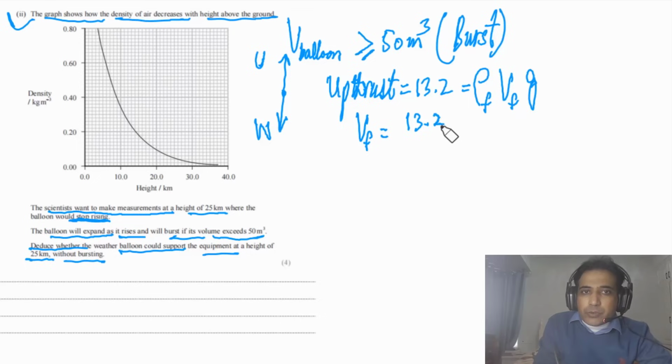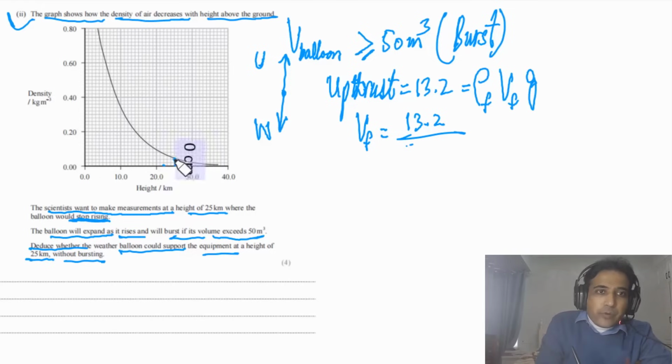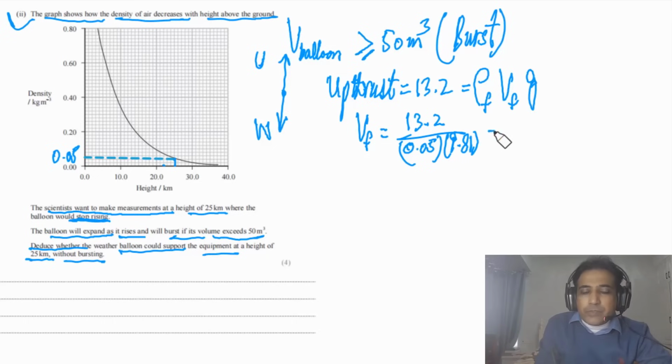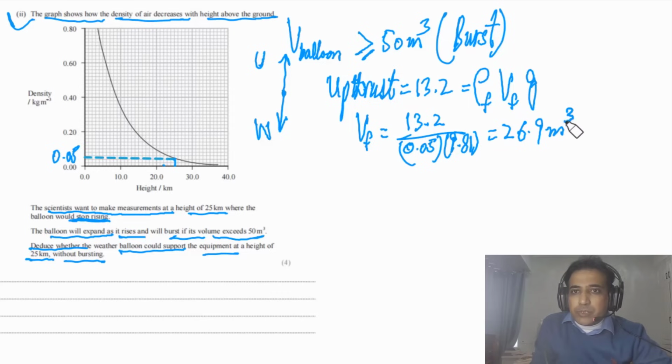This will be equal to 13.2 divided by the density at 25 kilometers. So we have 20, 21, 22, 23, 24, 25. So 25 is about here, and we can read from the y-axis. This value is about 0.05. So we have density equal to 0.05, times 9.81, which is the value of g. If we solve this, we will get a volume of fluid displaced equal to 26.9 cubic meters.